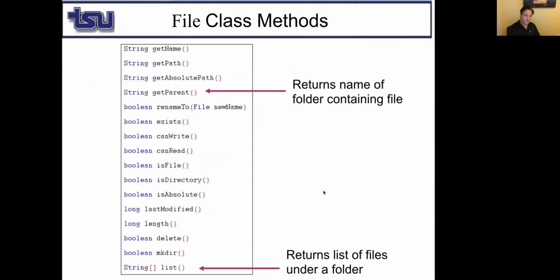Some of the methods are listed here. For example, delete deletes the file, lastModified is obvious. Is it a file? Is it a directory? Can you read from this file? Can you write into the file? Does it exist? Can you rename the file to a new file? And so on. So you're going to get familiar with them as you need to use them.